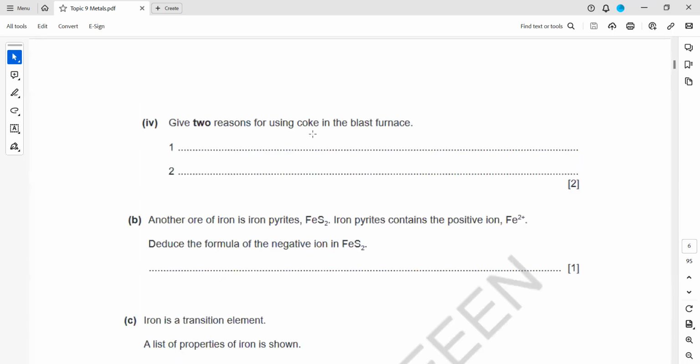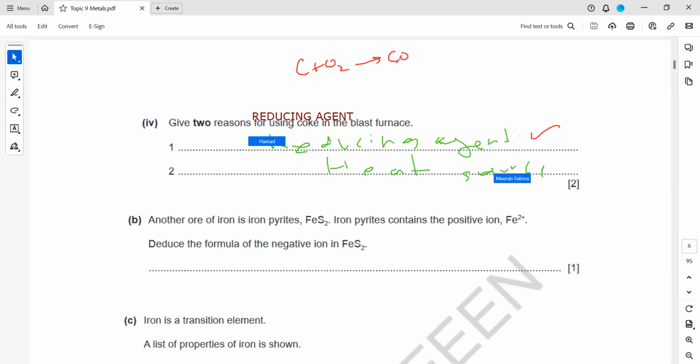Give 2 reasons for using coke in the blast furnace. Why do we use coke in the blast furnace? The carbon. Yeah, so as a reducing agent, and to increase the temperature, because coke reacts with oxygen to give carbon dioxide, so that increases temperature. And you can mention as a reducing agent, or to produce a reducing agent, carbon monoxide. Both you can mention, because carbon and carbon monoxide both are reducing agents.